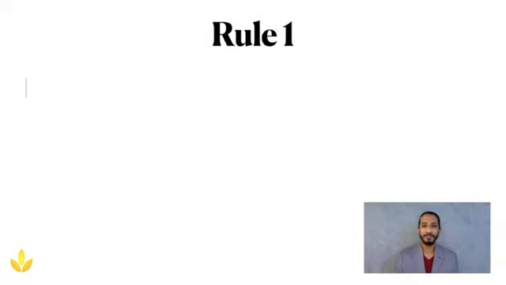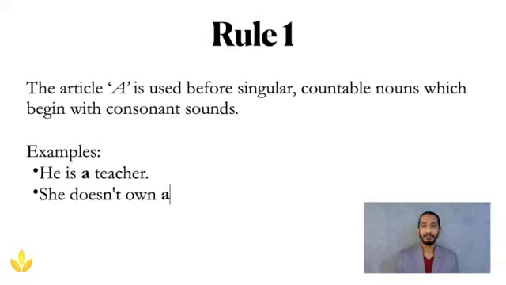Rule number 1. The article a is used before singular countable nouns which begin with consonant sounds. For example, he is a teacher. She doesn't own a car. I saw a bear at the zoo.